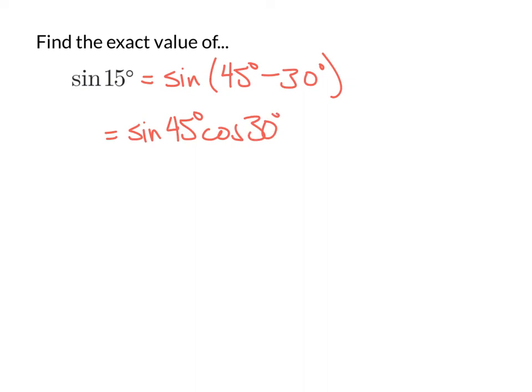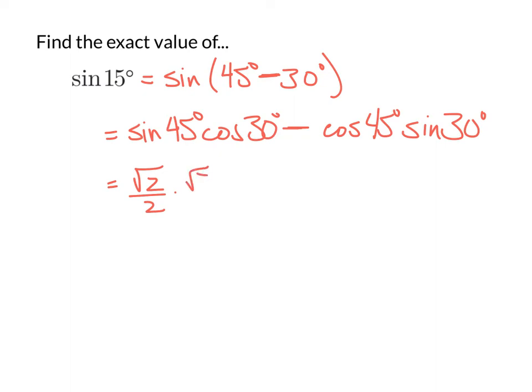Like we said with sine, the adding or subtracting that's in the middle is going to be the same. So sine cosine minus cosine sine. So cosine 45 degrees, sine of 30 degrees. Then evaluate. For 45 degrees, sine is going to be root 2 over 2. Cosine of 30 degrees is root 3 over 2. Cosine of 45 degrees, root 2 over 2. And the sine of 30 degrees is 1/2.